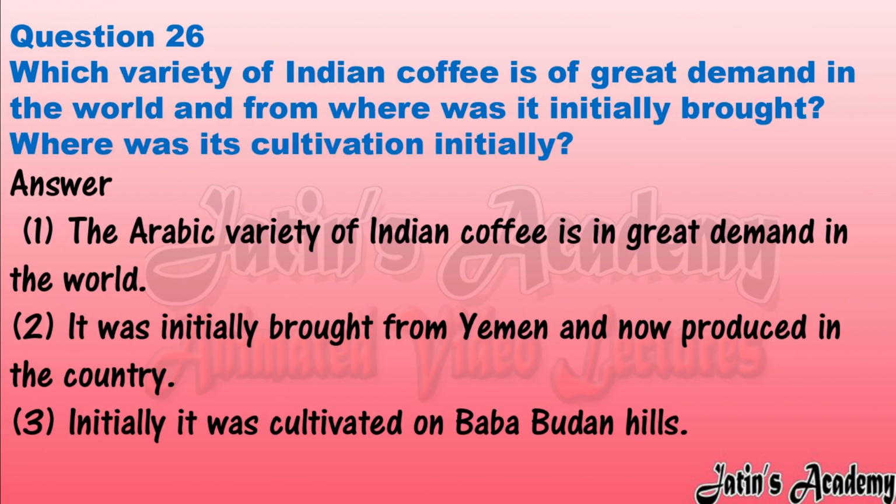Question 26. Which variety of Indian coffee is of great demand in the world and from where was it initially brought? Where was its cultivation initiated? Answer: 1. The Arabica variety of Indian coffee is in great demand in the world. 2. It was initially brought from Yemen and is now produced in the country. 3. Initially it was cultivated on the Baba Budan Hills.